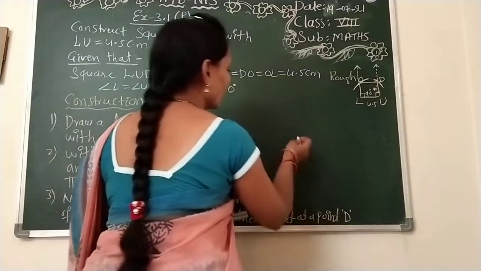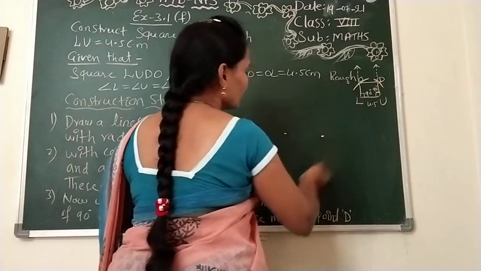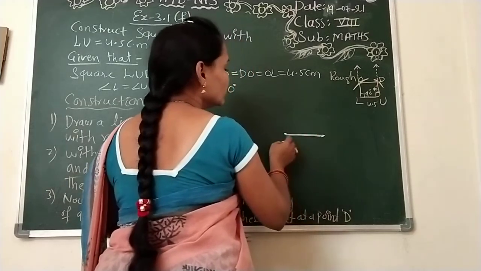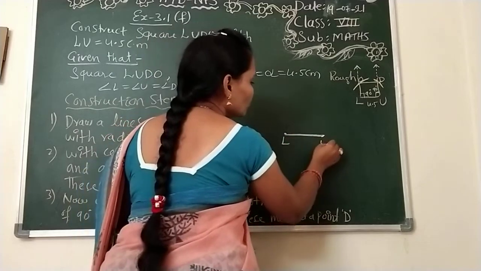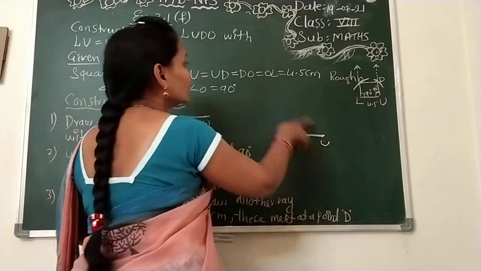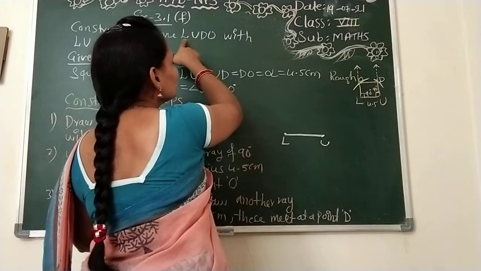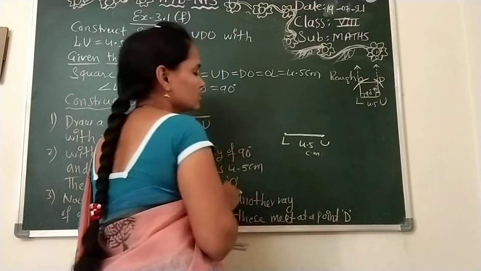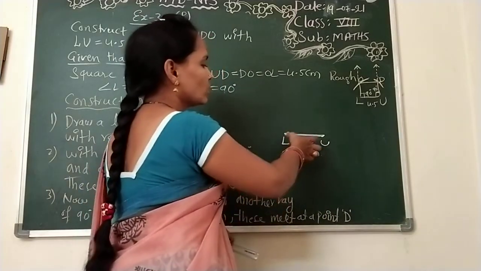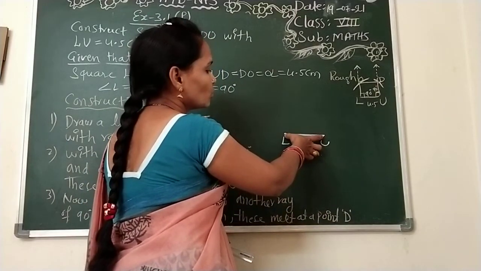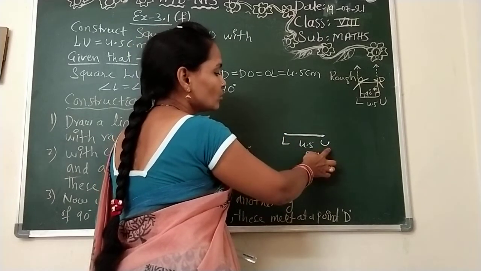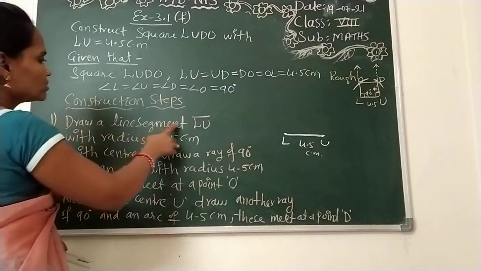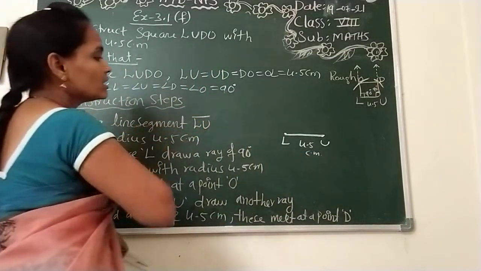You can put it here like this, and join using the scale or ruler, and take LU of LUDO. So the first line segment you get is LU, that is 4.5 centimeters. Now you can write the step: draw a line segment LU with length 4.5 centimeters.